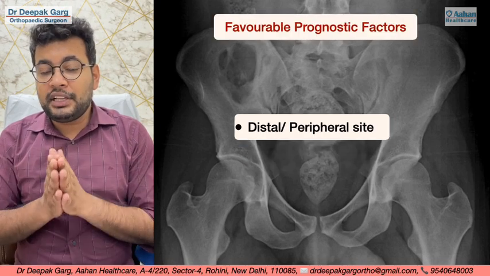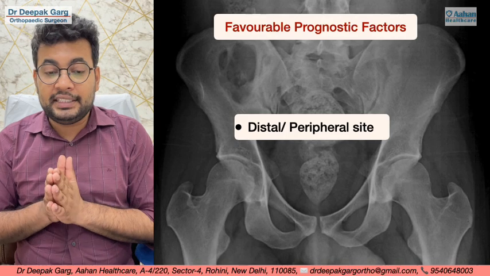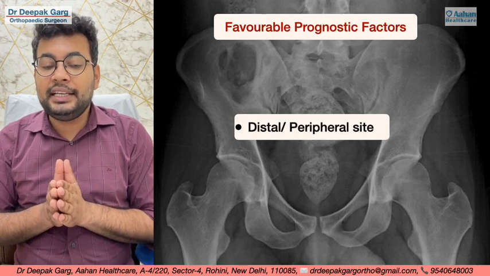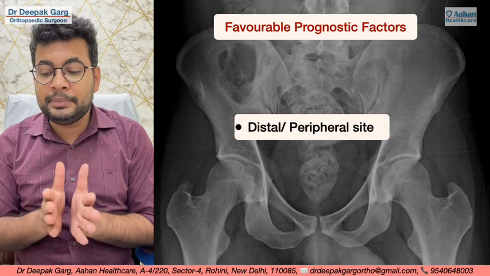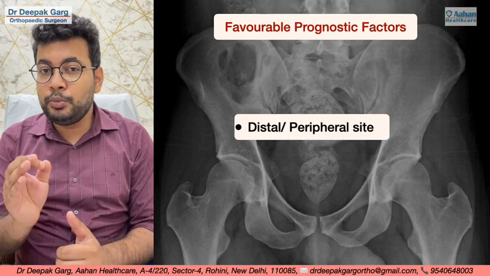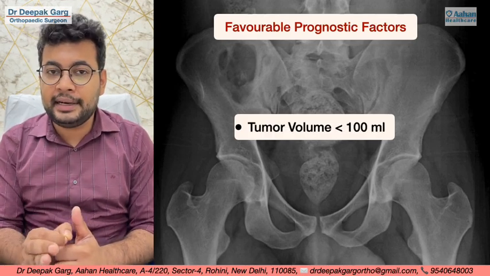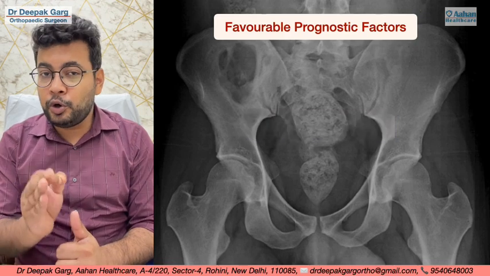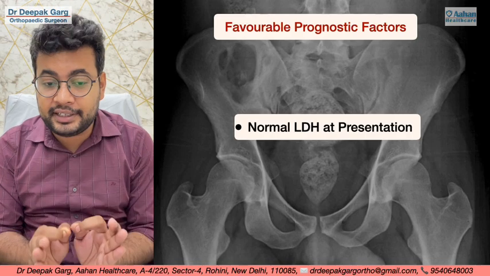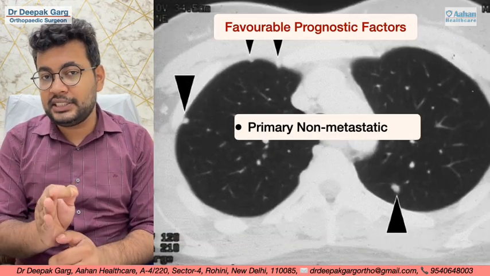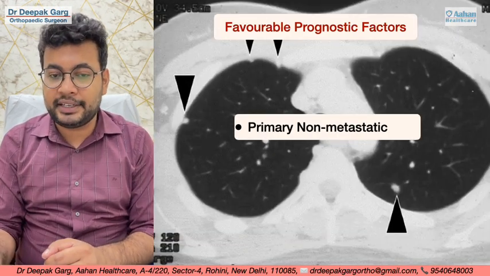Let's talk about the favorable prognostic factors. If the location is peripheral, meaning on the limbs, then it is a favorable factor. Tumor volume less than 100 ml is a favorable factor. Normal LDH at presentation is a favorable factor. Absence of metastasis at presentation is a favorable factor.